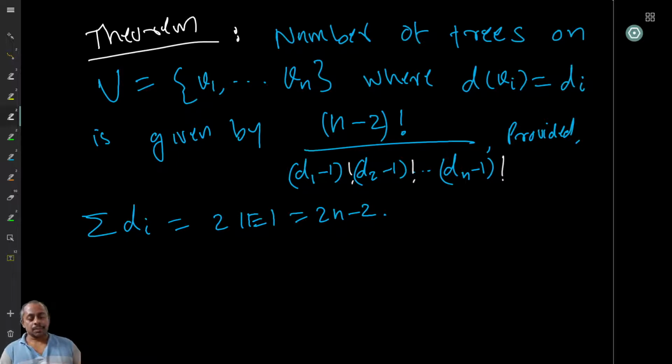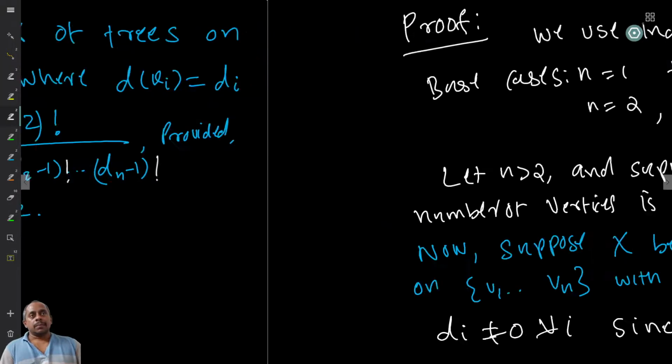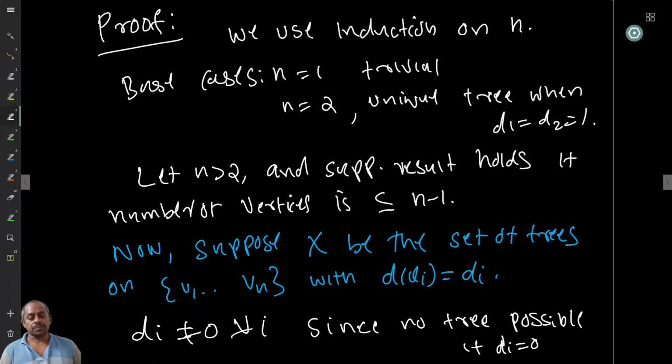Okay, so now how do you prove this? Here is the proof. What we are going to do is use induction on n. The base case, n equal to 1, is trivial, because there is no edge, there is one tree, and that's it. You can see that the formula holds. And for n equal to 2, again there is a unique tree. What is the unique tree? The single edge, right? That is a tree.